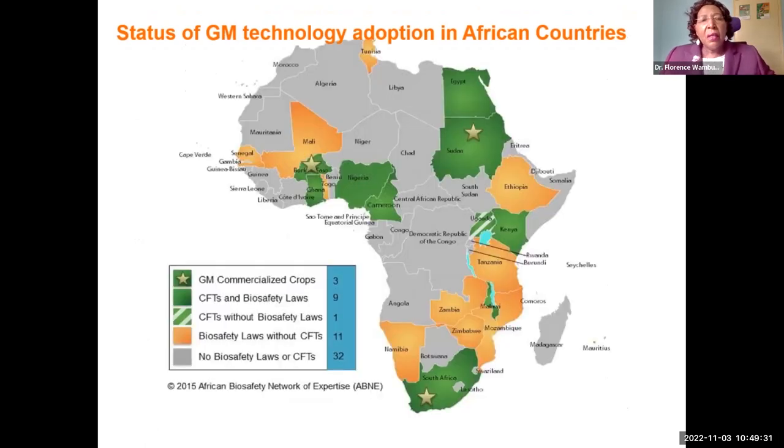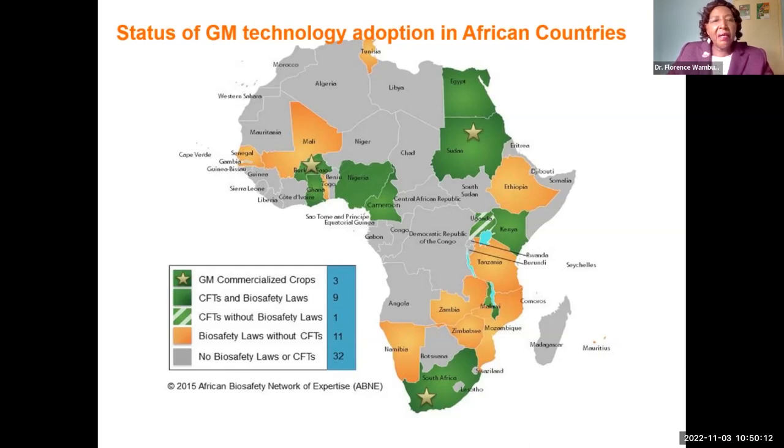Next slide, please. Okay, status of GM technology adoption in Africa. I think this is important because it's going to take that big list and try to diagnose it. Where you see the star is GM commercialized: crops that are being commercialized, eaten, and sold. So I see a star in South Africa, there's a star in Sudan, there's a star in Burkina Faso. Egypt had started, but they went back. Otherwise, Egypt would also have a star. So where you see stars, there's commercial business involved with the GM technology.